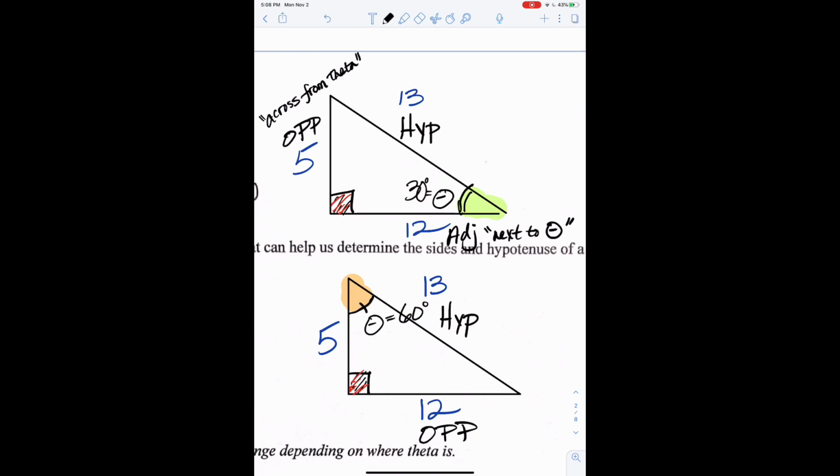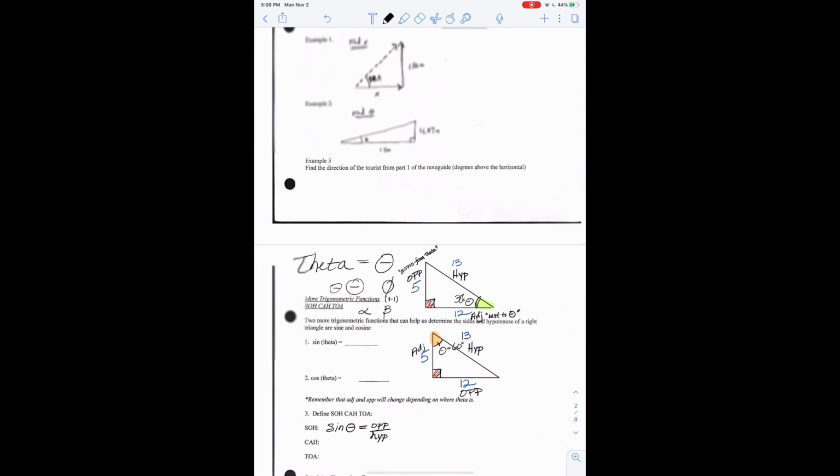But do you call the orange angle theta? Is it the 60? Is the green angle theta? Is it the 30? And that changes your opposite and your adjacent. So what's adjacent to 60? You might say the hypotenuse is next to 60. Yeah, but it's the hypotenuse, so it can't be the adjacent too. So you've got to go ahead and call the 5 the adjacent. All right, so there you have it. That's super important. Label your triangles correctly before you use SOH. Okay, so SOH.